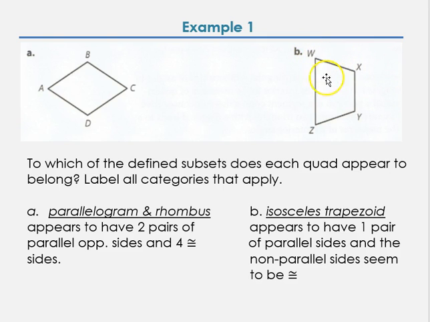B would be a trapezoid with one pair of parallel lines, and WX and ZY appear to be about the same length, so we'll call this an isosceles trapezoid.